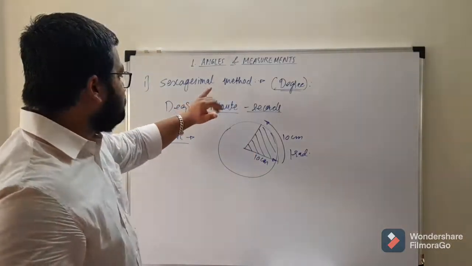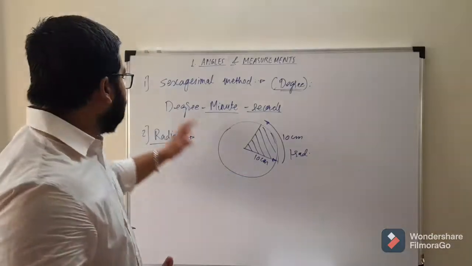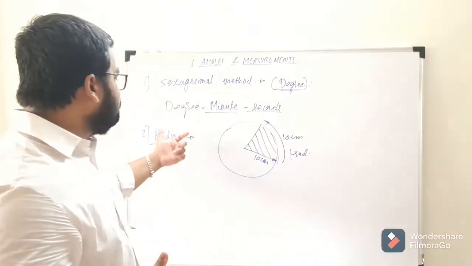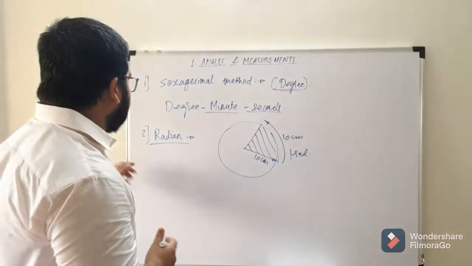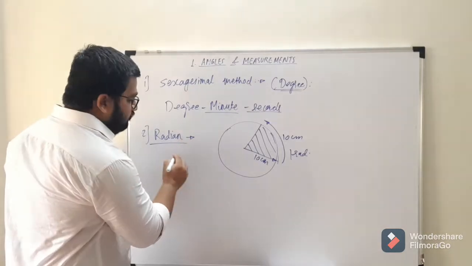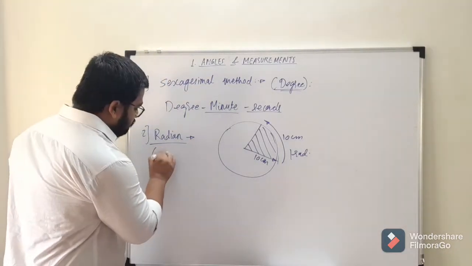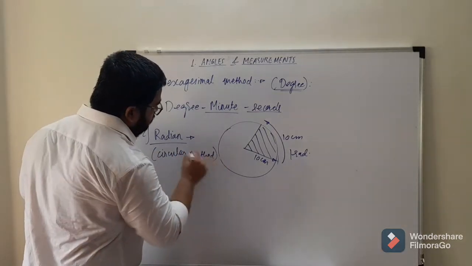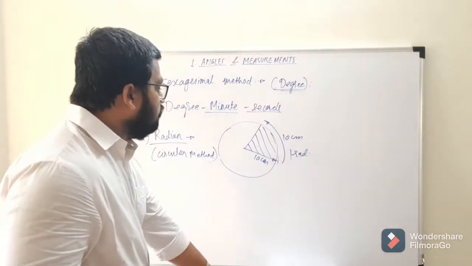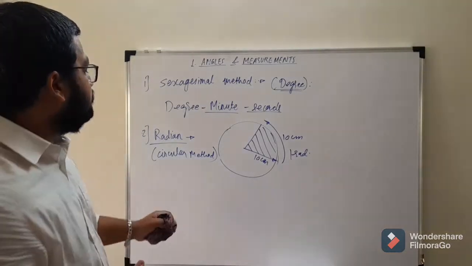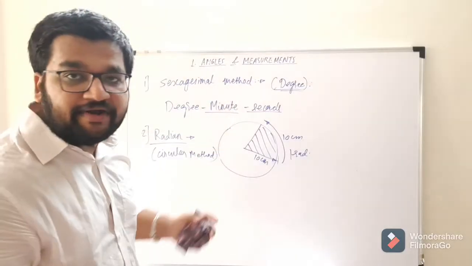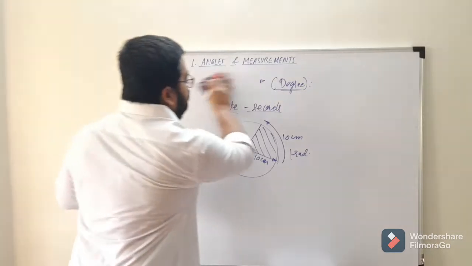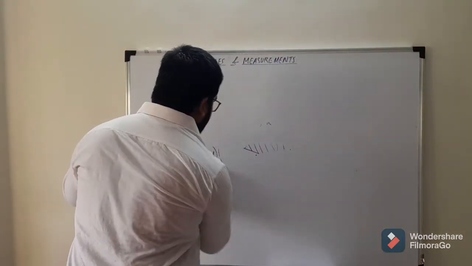So the first one was the sexagesimal method in which the unit is degree. The second one is the radian method, or circular method, in which the unit is radians. This is the method used for detailed angular measurement. Now there's another part: how to convert radians into degrees or degrees into radians. Let us see that. It's quite a simple thing, how to convert degrees into radians and radians into degrees.